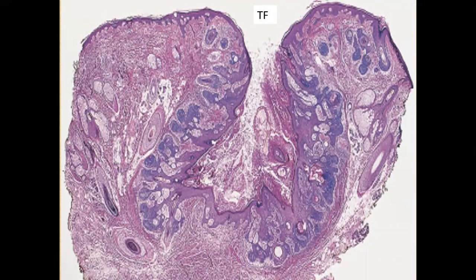Another hair follicle tumor is called trichofolliculoma. This is characterized by a large follicle, and into this large follicle a number of other hair follicles are communicating or opening. So this is called trichofolliculoma.